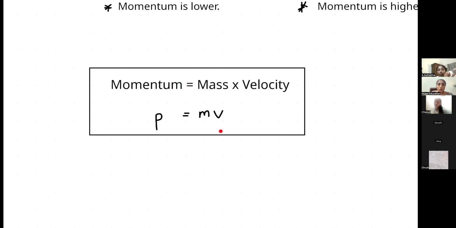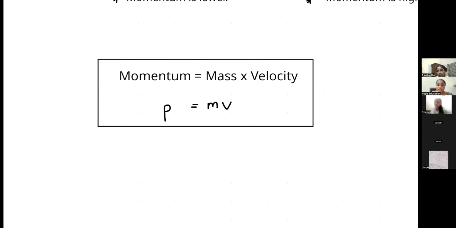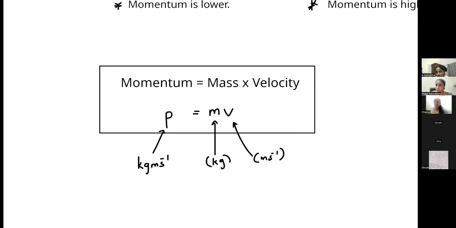Okay, so the SI unit of mass is kilograms, and the SI unit of velocity is ms minus 1. So the SI unit of momentum is kg ms minus 1. Is it clear?